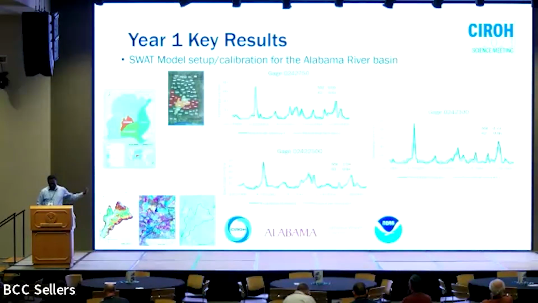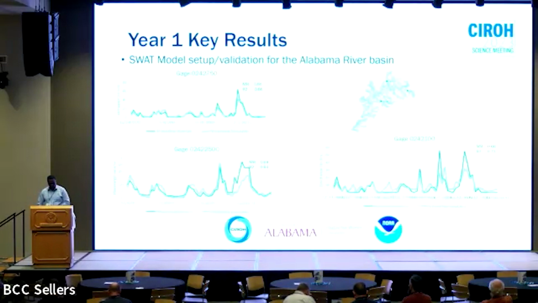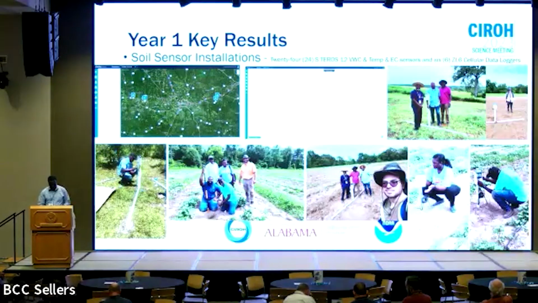So this shows the Alabama River Basin in geographic location, and we can see the Black Belt counties across the state, and these are some of the gauges that have been used for the surface calibration, as well as the base flow calibration, which is not too perfect, but we are still working on it. And this is showing the period for validation of the model, and I'm going to come back quickly to this.